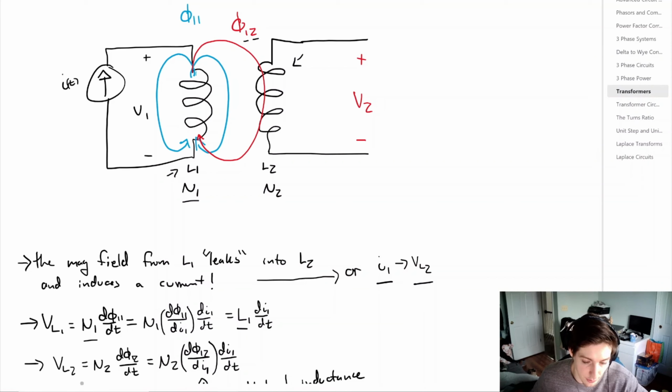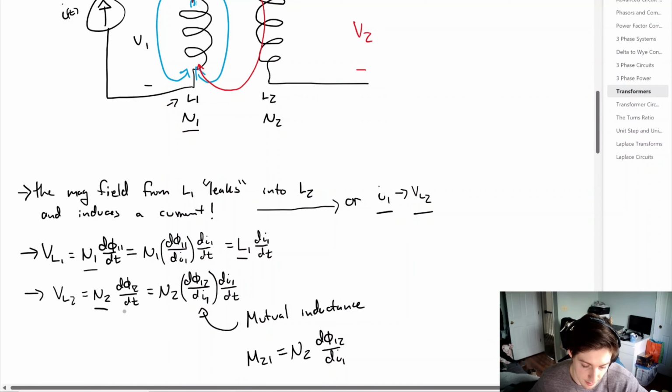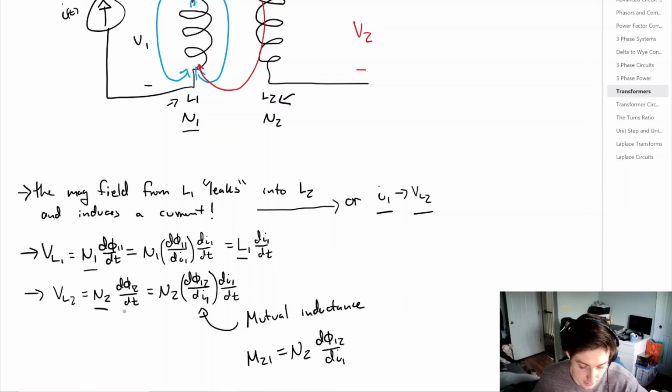Now the voltage over the second inductor is going to be equal to N2 times dφ12/dt, where this is that contribution of coil 1 to coil 2 that we just talked about. And we're not going to relate this to the second inductor, L2, but we're going to call this instead the mutual inductance. So we're going to call some mutual inductance M21, which corresponds to the second coil's inductor and the flux from coil 1 to coil 2. That's going to be our mutual inductance M21. So this term would actually be equal to M21 times the derivative of I1.